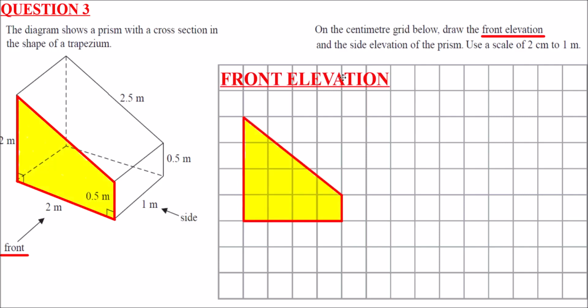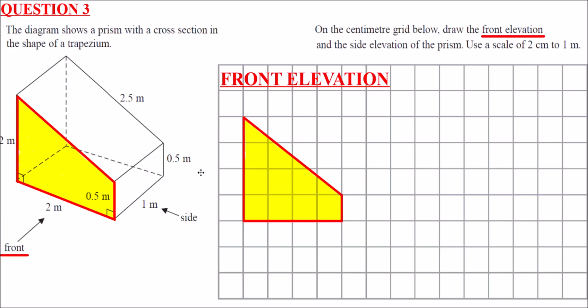So the front elevation would be this shape. So 2 metres is represented by 4 centimetres, 4 squares along. Half a metre is 1 square up. 2 metres is 4 squares going up. Then just join this point and that point with a straight line. So from the front, we'd see this yellow side, which is like this.